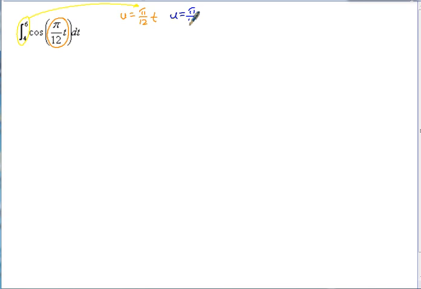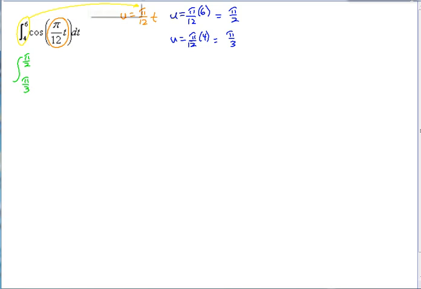6 for t, that'd be pi over 12 times 6. But notice 6 goes into 12 twice, so that reduces to just be pi over 2. So when t is equal to 6, u is equal to pi over 2. So that becomes our new upper limit, pi over 2. And let's do the same thing for the lower limit of 4. So it'd be pi over 12 times 4. Well, 4 goes into 12 3 times, so that'd be pi over 3. So when t is equal to 4, u is equal to pi over 3, which becomes our new lower limit.